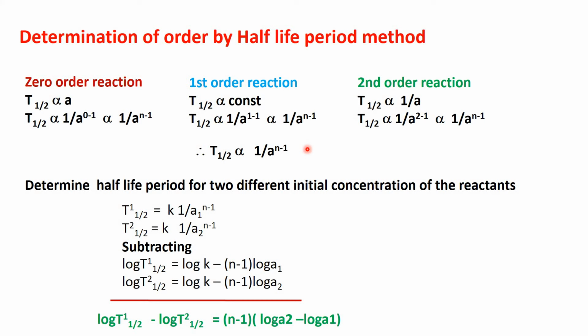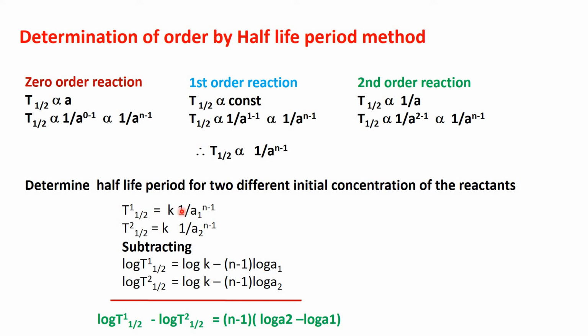Now, by measuring the half-life period, you can determine the order of the reaction. So what you have to do? First, you have to determine the half-life period for two different initial concentrations of the reactant. Say, for one initial concentration of the reactant, I am denoting by T1 half. This is the half-life period.